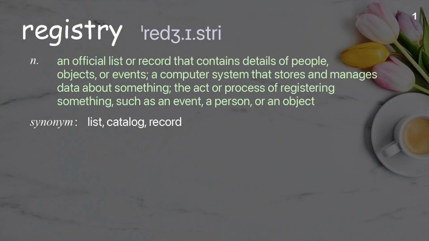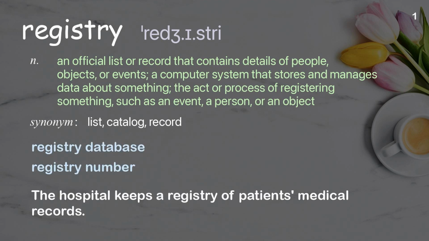Registry. An official list or record that contains details of people, objects, or events; a computer system that stores and manages data about something; the act or process of registering something, such as an event, a person, or an object. Examples: Registry database. Registry number. The hospital keeps a registry of patients' medical records.